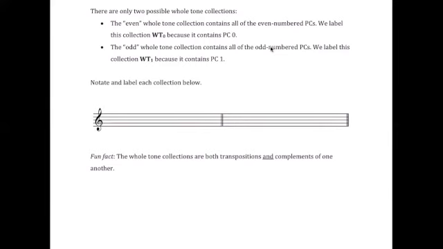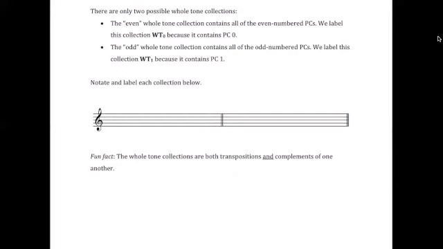Now we have two whole tone collections, and we refer to them as even and odd. And that is because of the pitch classes that they contain. The even whole tone collection contains all of the even numbered pitch classes. We also label and refer to that as the collection whole tone 0, just because it contains pitch class 0. Now, on the flip side, the odd whole tone collection contains all of the odd numbered pitch classes. And we label this collection whole tone 1 because it contains pitch class 1.